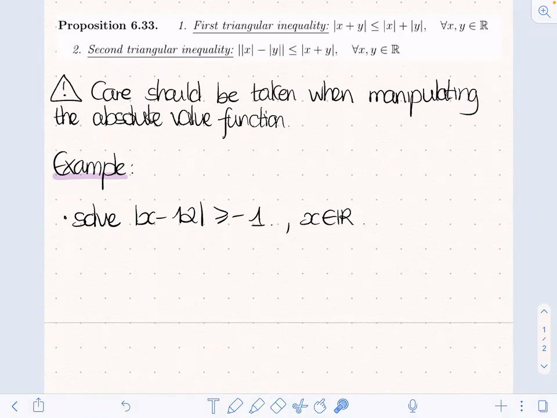Do you know anything about this? Just take the two cases. Minus x plus 12 is greater than minus 1 if x is smaller than 12, and x minus 12 is greater than minus 1 if x is bigger than 12. Yeah, that's how you do it in general when there's an absolute value and a constant. Can you tell me anything about the sign of the absolute value function?